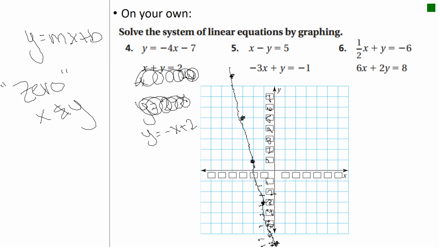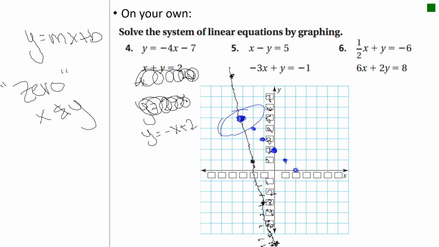2, and the slope is -1, so down 1 over 1. I'm getting further away, so let's go the opposite way. Up 1 to the left 1, up 1 to the left 1, up 1 to the left 1. Here's the point at which they intersected.